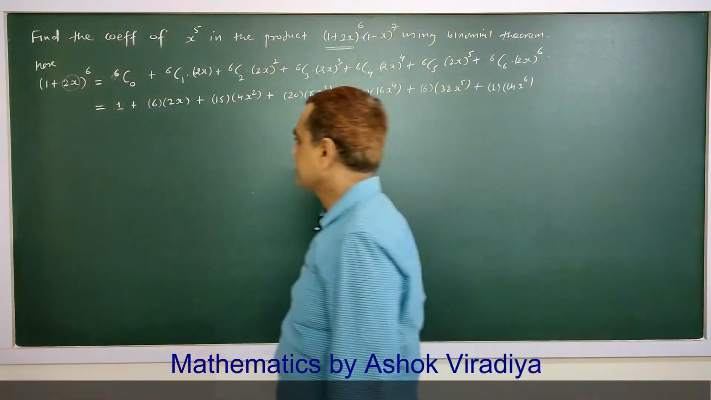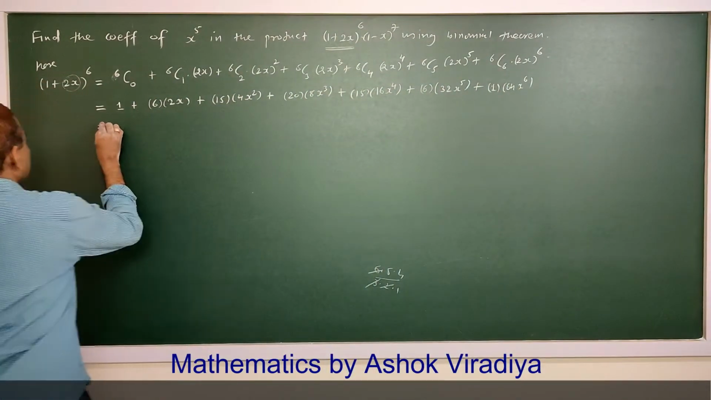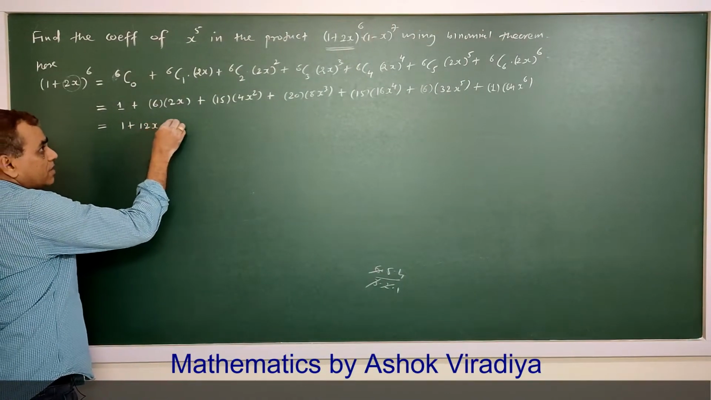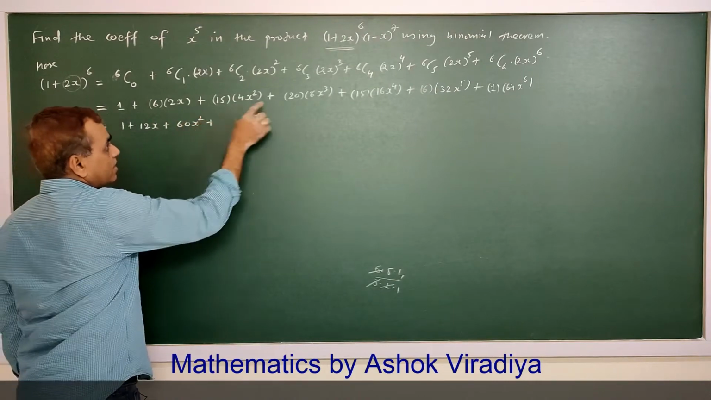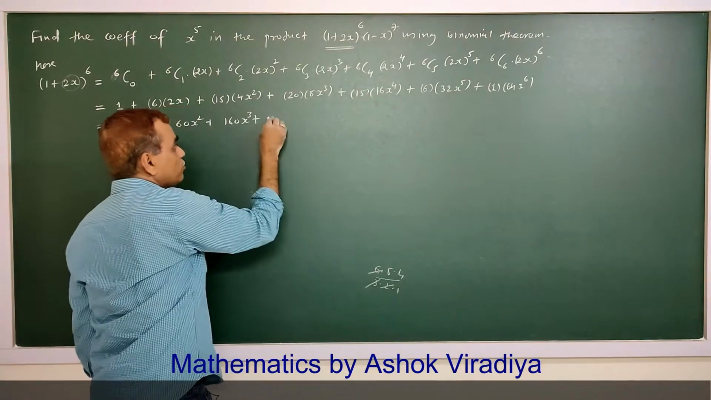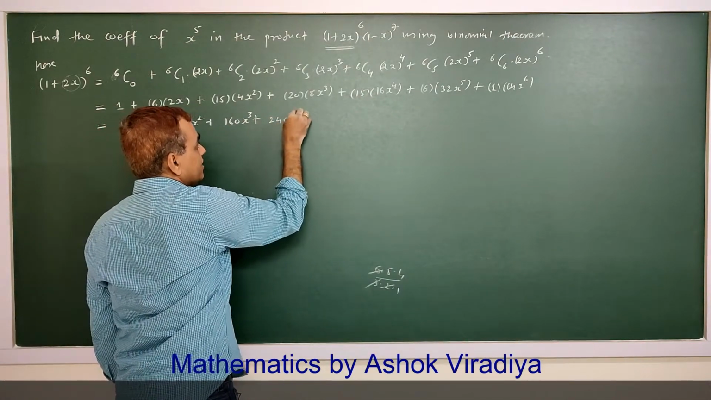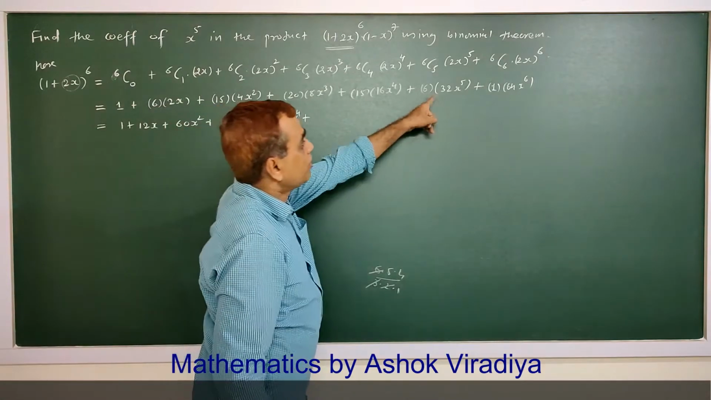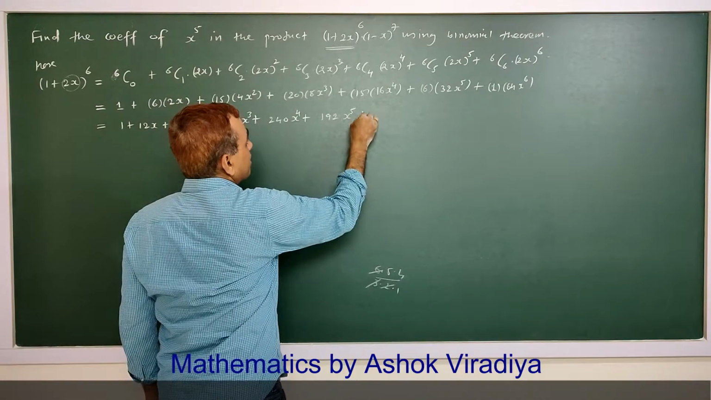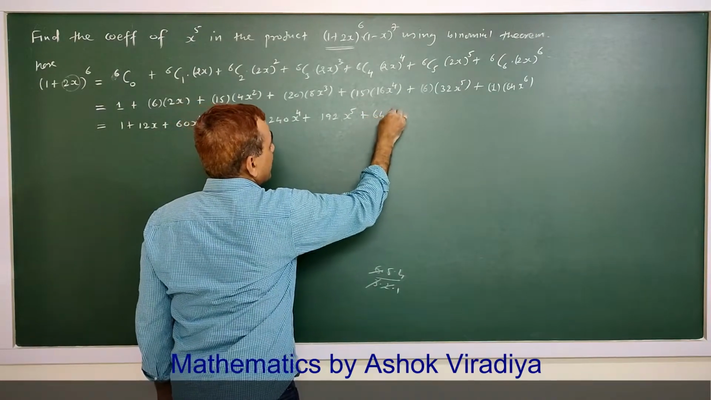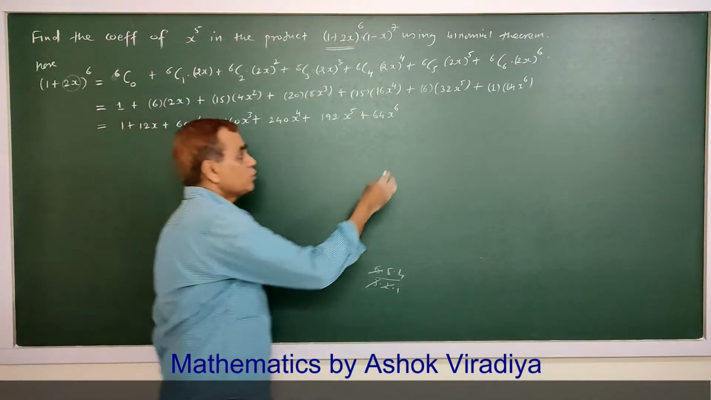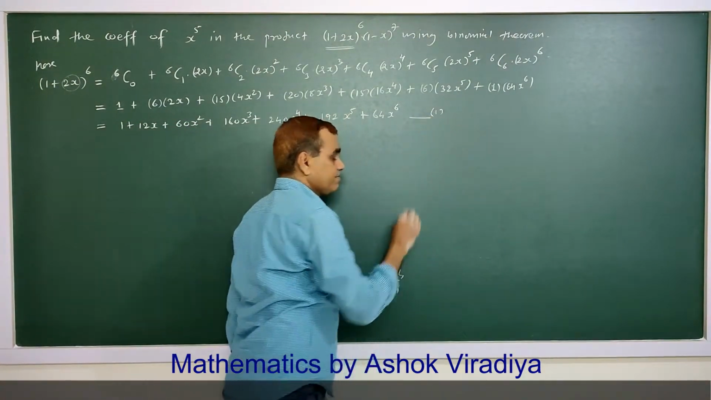So simplifying this line, it is equal to 1 + 12x + 60x square + 160x cube + 15 into 16, 240 x raised to 4 + 32 into 6, 192 x raised to 5 + 64 x raised to 6. So this is the expansion for (1 + 2x) raised to 6.